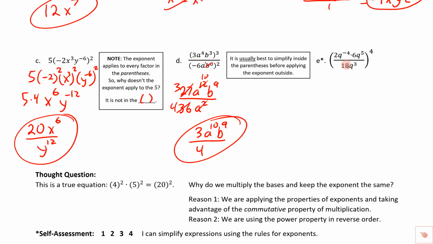Now this is where it's going to be really important to simplify what's inside the parentheses before we apply this exponent on the outside.